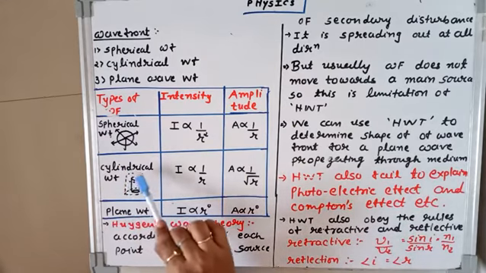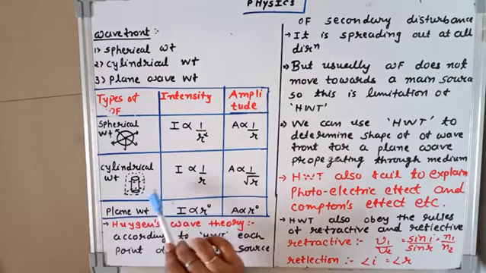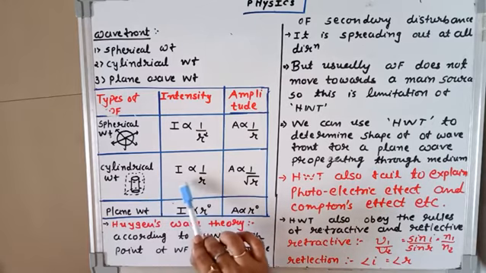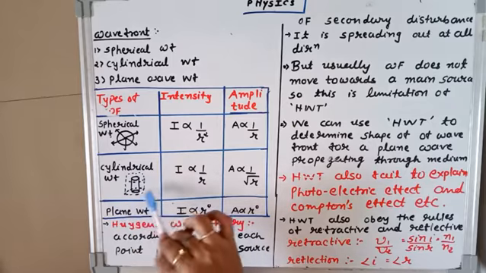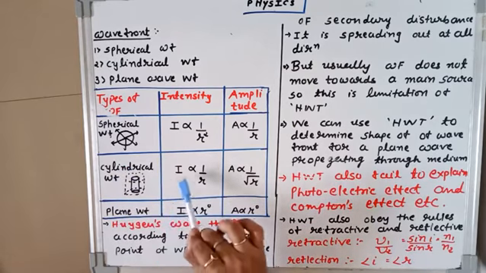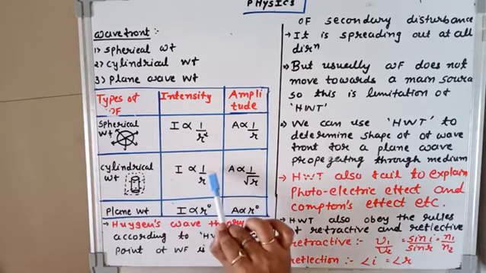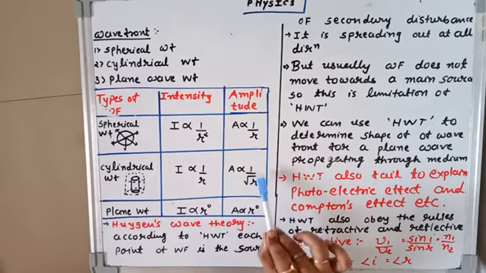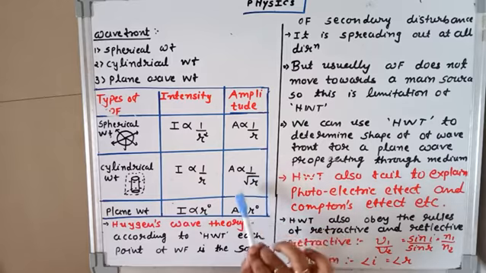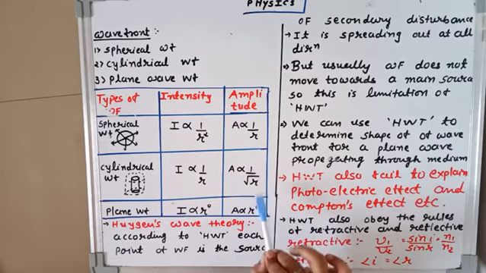After that, the cylindrical wavefront. The source we use for this is a linear source. Intensity is inversely proportional to r, and amplitude is inversely proportional to the root of r.